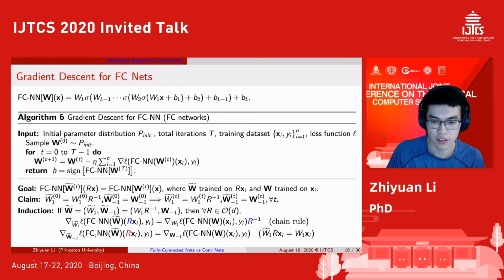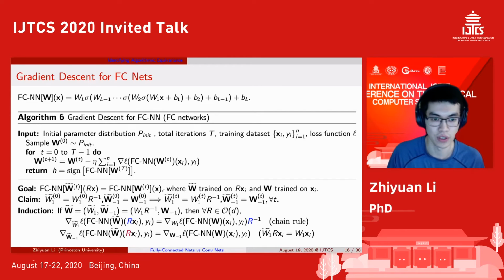For the second equation, it's the same reason as we have just mentioned. This is because, by the induction hypothesis, W tilde 1 R x_i is equal to W1 x_i. Therefore, the input of the second layer of the neural network is the same. Since the rest of the parameters are also the same, they must have the same gradient. And therefore, by induction, we have proved our goal.